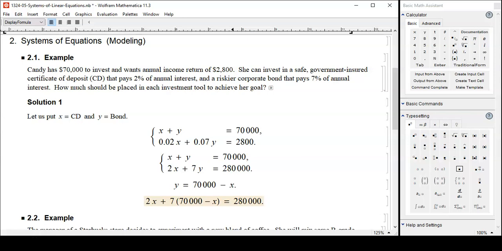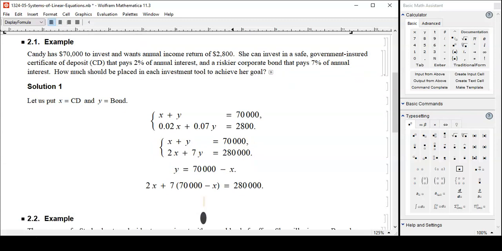Okay, are you with me here? Set up: x plus y add up to 70,000, the total investment, and yield is 2,800. That came from 2% of x plus 7% of y. And then here's the simplification, removing all those decimals by multiplying 100. Let's use substitution. There you go.